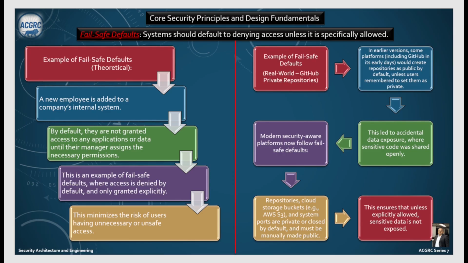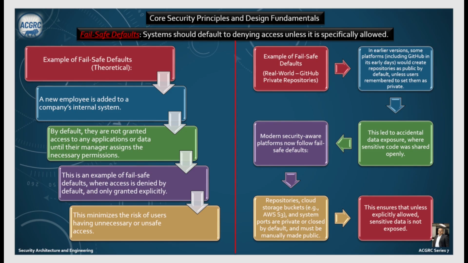Example, theoretical example, if a new employee is added to the company's internal systems. By default, they are not granted access to any application or data until their manager assigns the necessary permission. This is an example of fail-safe default, where access is denied by default and only granted explicitly. This minimizes the risk of users having unnecessary or unsafe access.